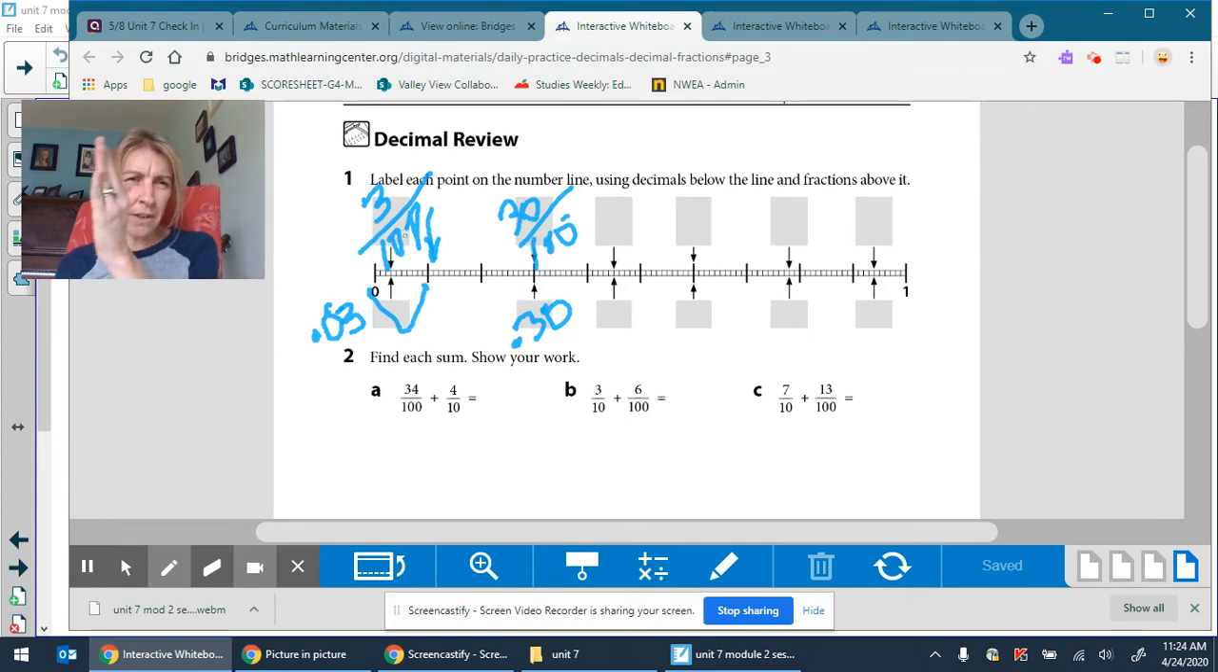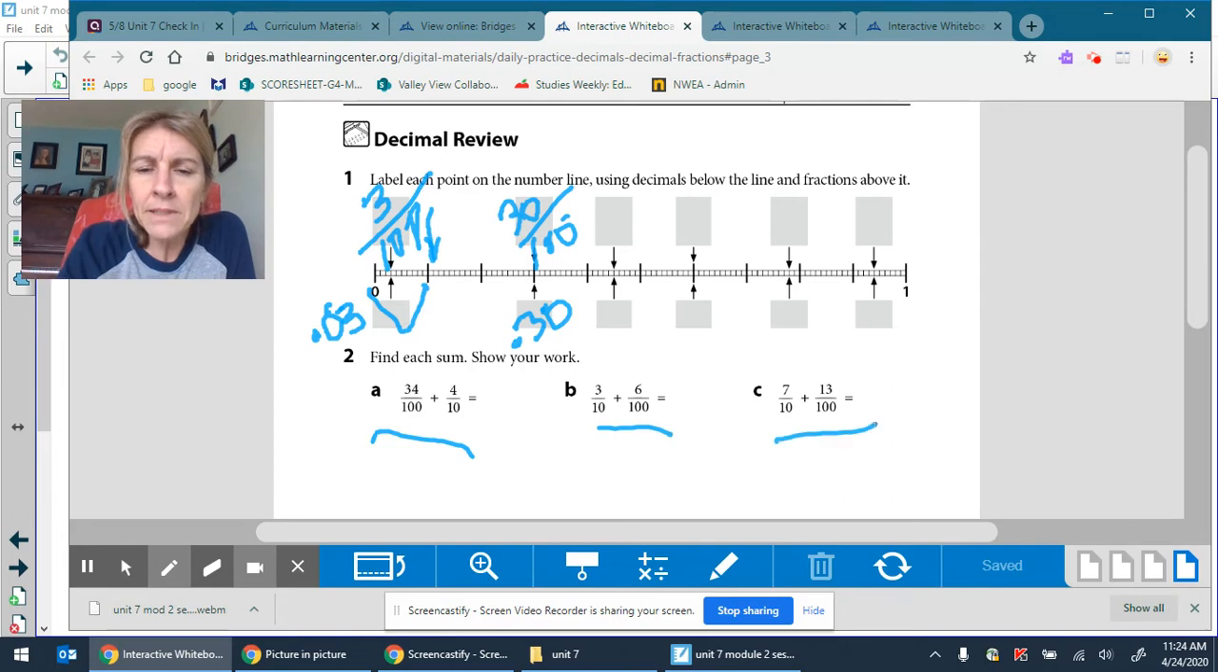And so, you can fill out that number line by using the skill and strategy I just talked through, and you can use previous pages in your student book to help guide your thinking. Let's look at number 2. It says find each sum, show your work. Looks like every single one of these problems have unlike denominators. We need to make them so they all have 100 in the denominator so that we can add it.